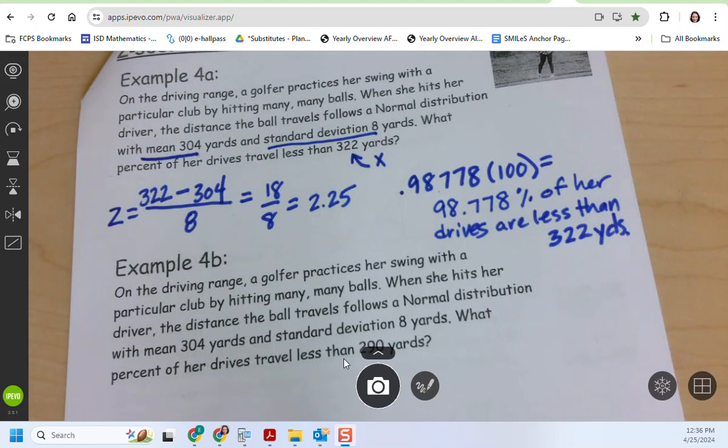Okay, so we found the z-score, and then we used the z-score to get some very specific information. What percent of her drives are less than 322 yards? So almost all of them, right? She's not making very many drives that are 322 or more.